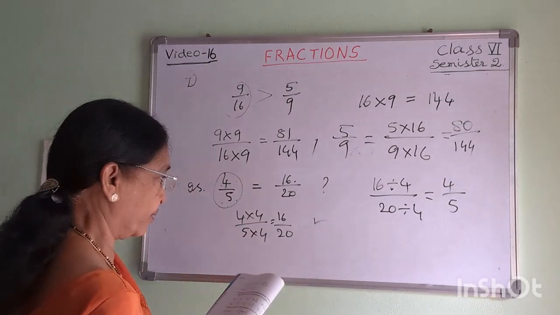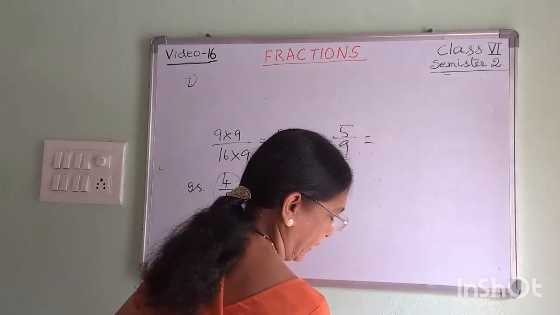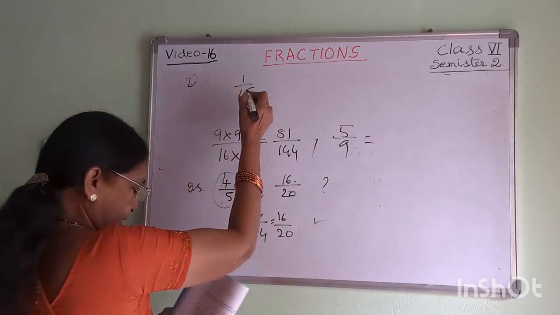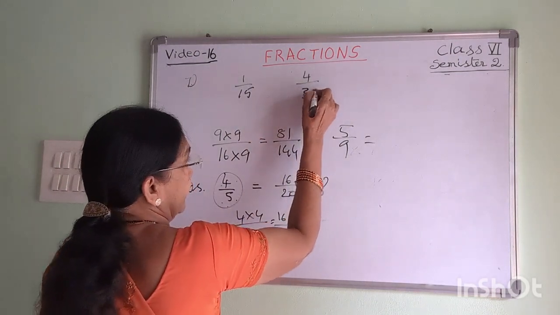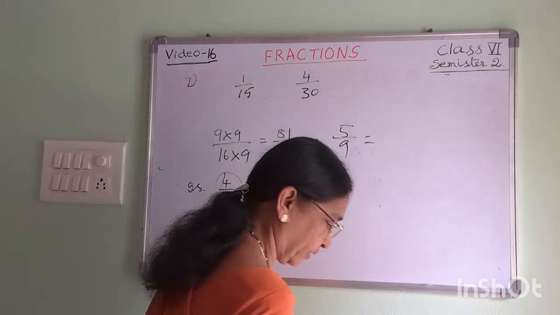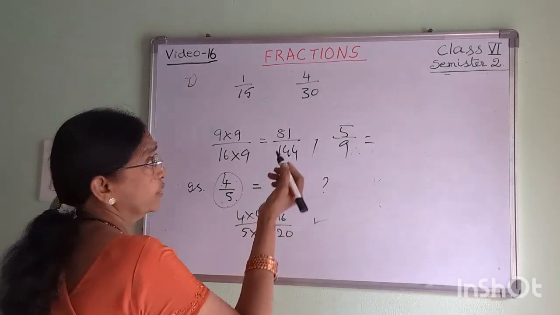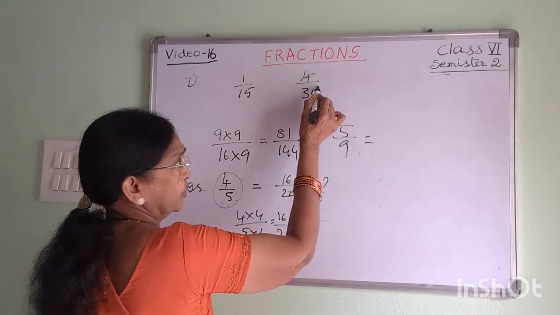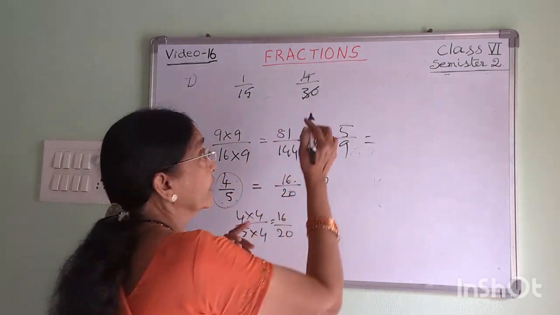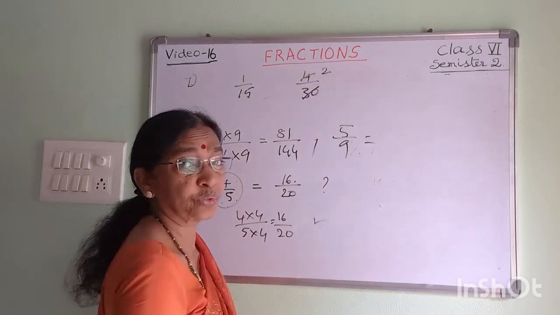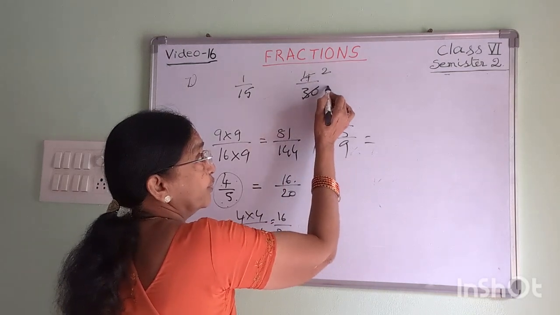Next is 1 by 15 and 4 by 30. Are 1 by 15 and 4 by 30 equal? We can simply convert it into 15 as the denominator by dividing both numerator and denominator by 2. We get 4 divided by 2 is 2, 30 divided by 2 is 15.